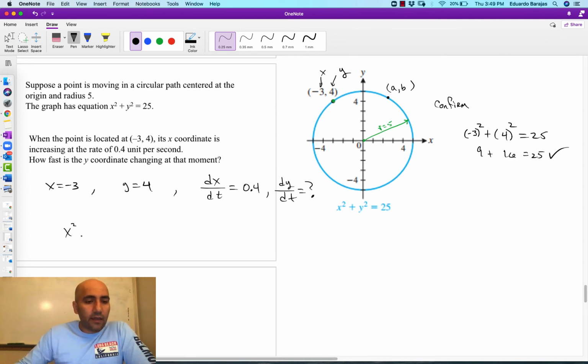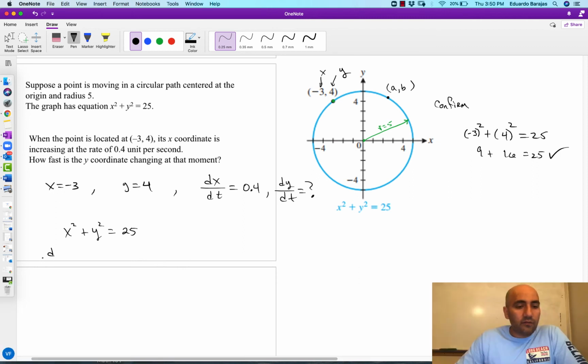So if we have x squared plus y squared equals 25, let's take a derivative with respect to t, inspired by the information they've given me and the information that they asked for. Let's take the derivative d/dt of x squared plus y squared, and on the other side, the derivative with respect to t of 25. Well, that's going to be easy. This is a 0. So this is going to be equal to 2x dx/dt plus 2y dy/dt equals 0.